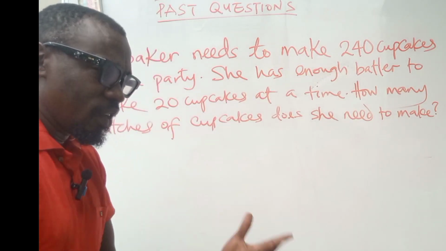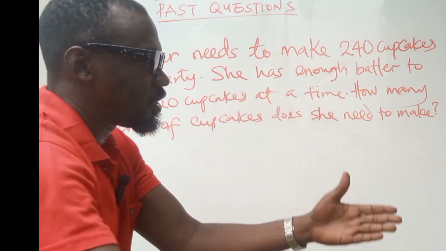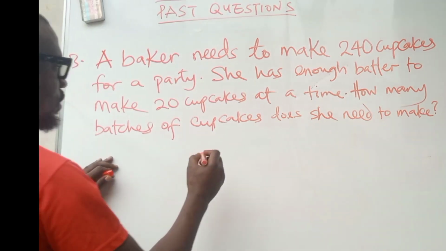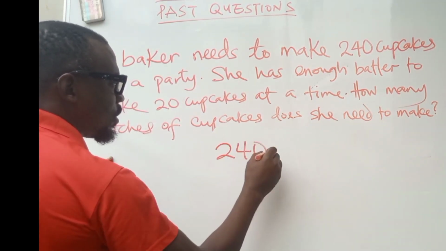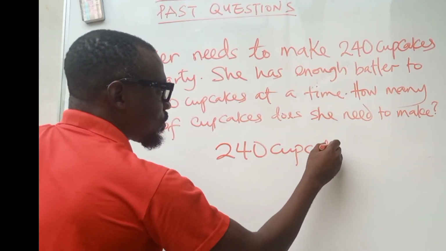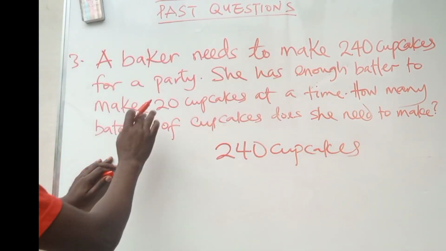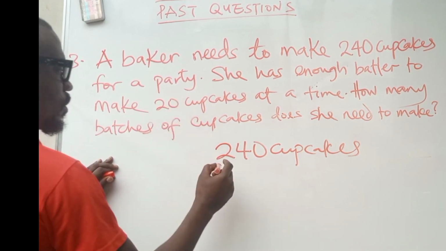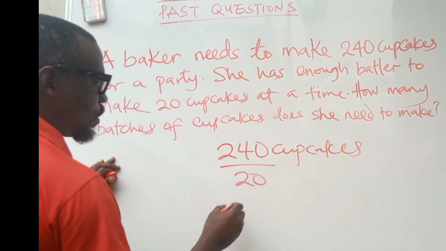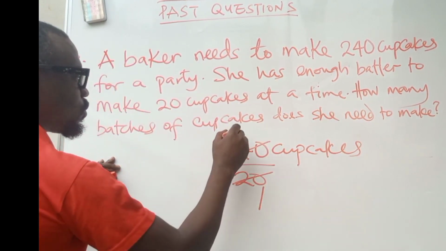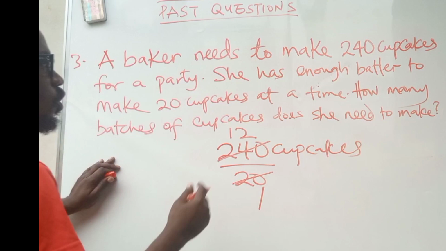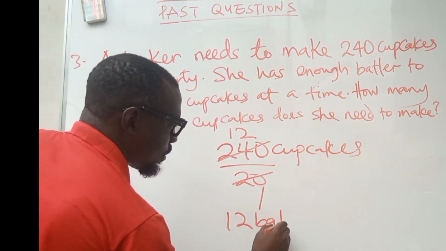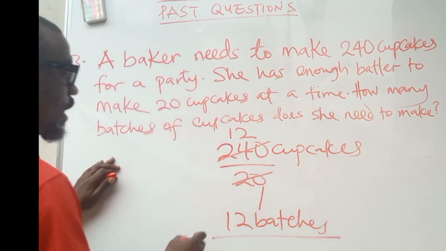So instead of you adding 20, 20, 20, 20, 20, 20 together, you can be fast on the examiner by doing this. 240 cupcakes can be divided by the capacity of the machine, which is 20. So 20 in 240 is 12. So the number of batches will be what? 12 batches, and that is the answer.